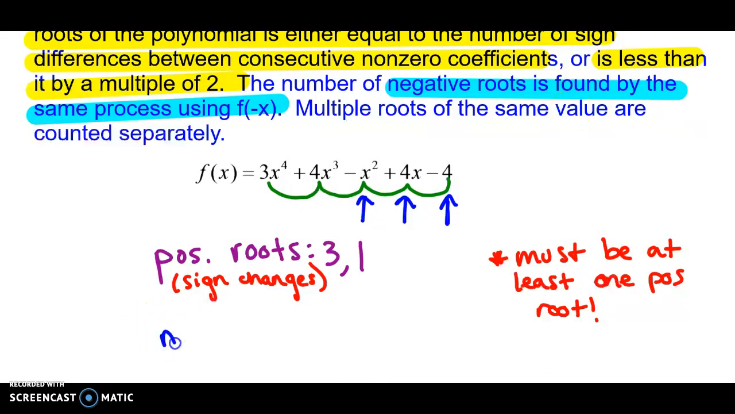So in terms of negative roots, I'm not going to spend time doing it right now, but if we use a different color, we would have to see what f of negative x looks like and then look at the number of sign changes there. And just so you know, if you want to do this on your own, because you don't believe me, that would be 1. Okay, so you could totally on your own do f of negative x and see how many times we have sign changes.